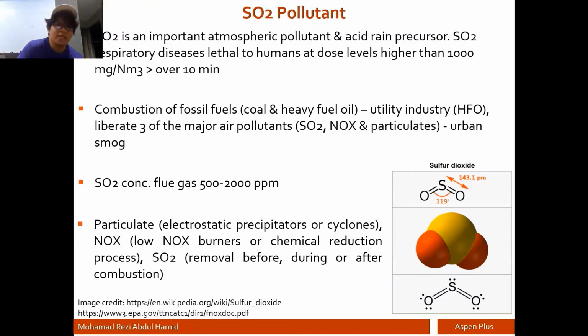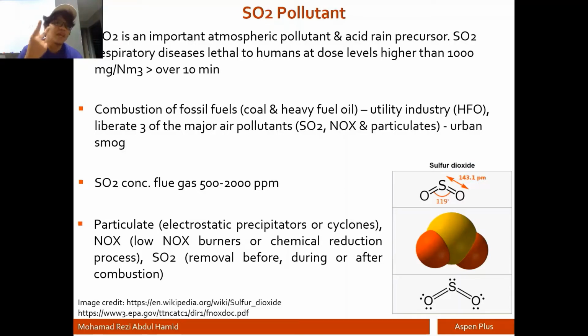The SO2, NOx, and particulates, these three pollutants, contribute to the formation of urban smog. According to the literature, the SO2 concentration in the flue gas is anywhere between 500 to 2,000 parts per million. Combustion of fossil fuel generates SO2, NOx, as well as particulate matter.